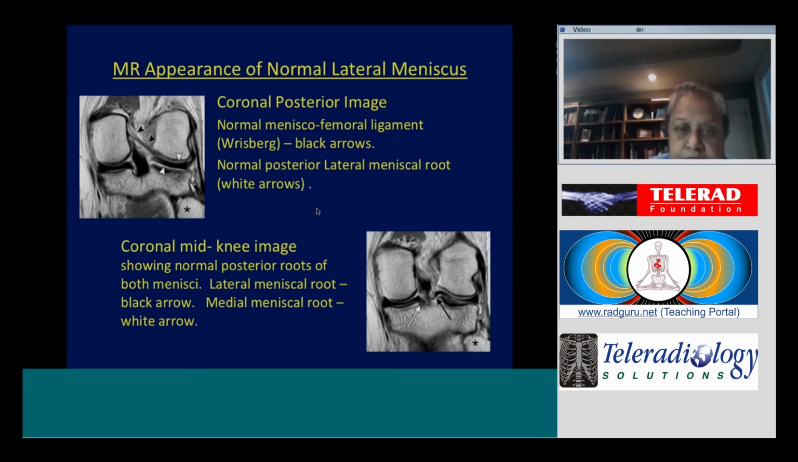The mid-knee image will allow you to look at both posterior roots of both menisci. And when you look at the image on the lower right-hand corner, the medial meniscal root is delineated by a white arrow, while the lateral meniscal root is shown by a left arrow.